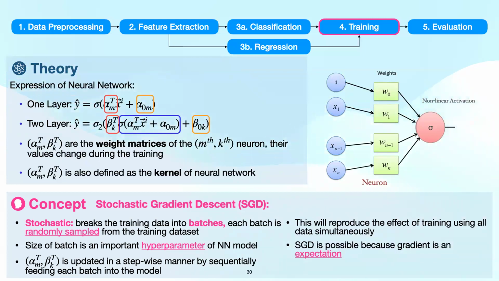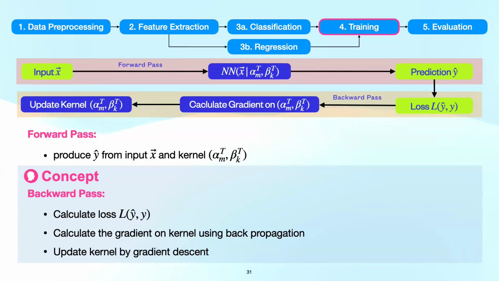The weights of your model, your alpha and beta, are updated stepwise by sequentially feeding each batch into your model. So you don't have to do gradient descent over the entire data set, but you can just do it batch by batch. This reduces the cost of training using all data simultaneously. And this is possible because the gradient descent operation is an expectation value, but I'm not going to talk about the math behind this.